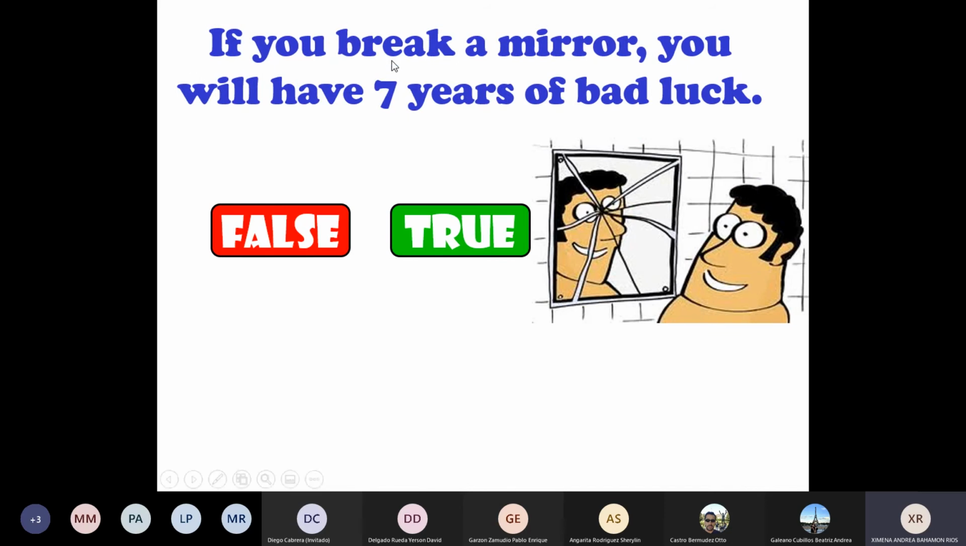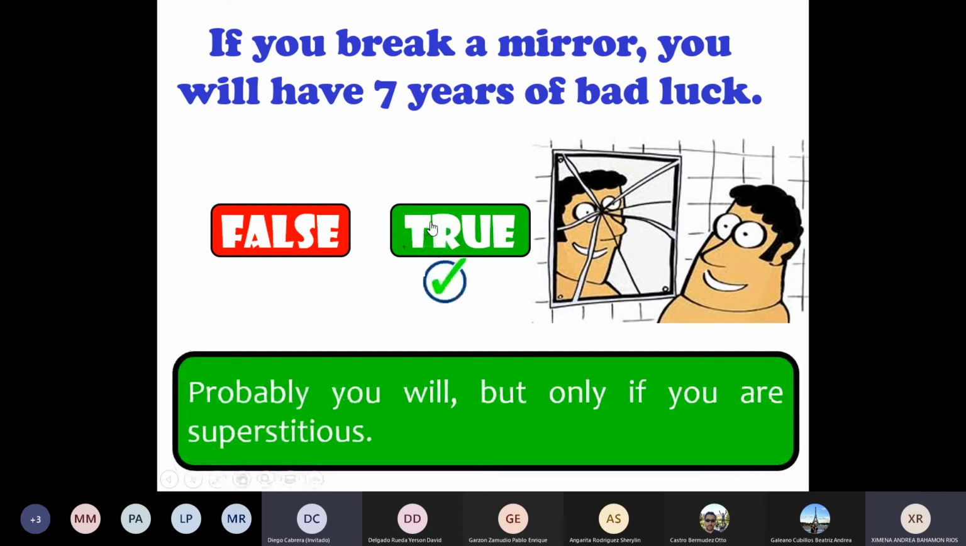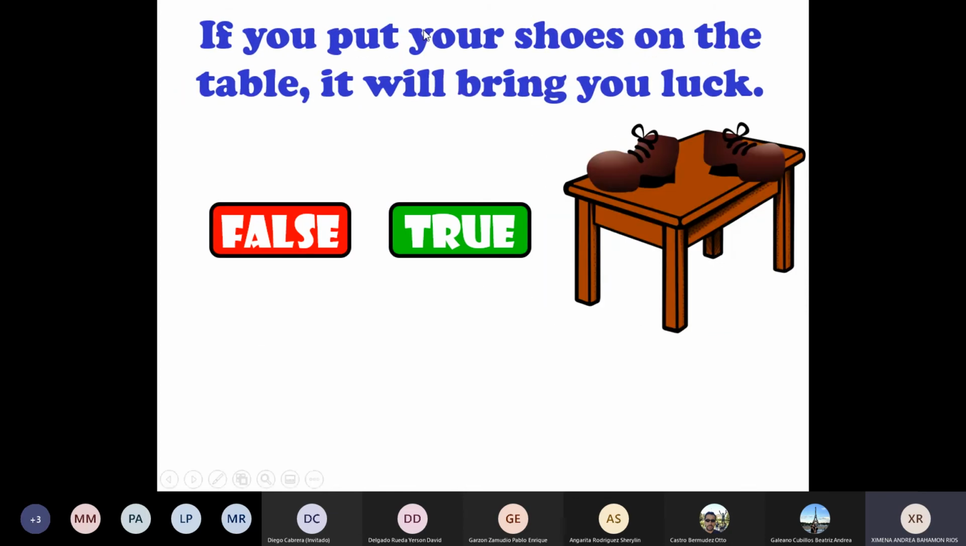But if you break a mirror, you will have 7 years of bad luck. That was something somebody wrote also in the chat, yes? True. Okay, thank you. It's true. So that's a custom they have also. And probably we will have bad luck, but only if you are superstitious. That's what many of you were telling me. Good. If you put your shoes on the table, it would bring you bad luck.